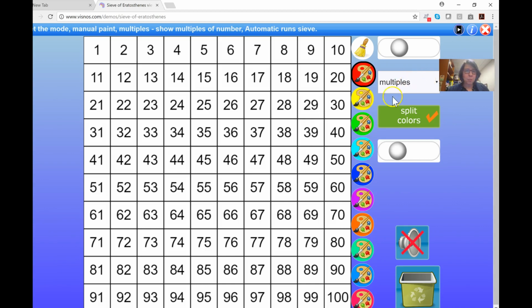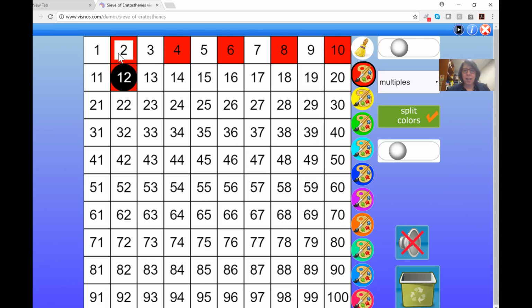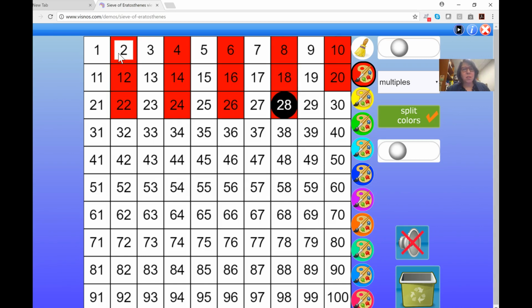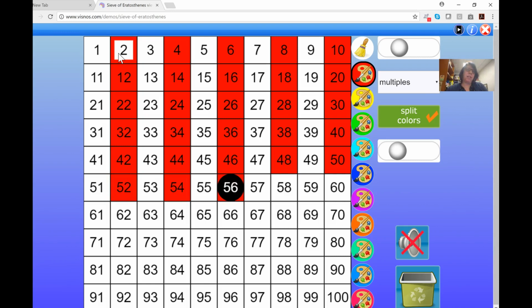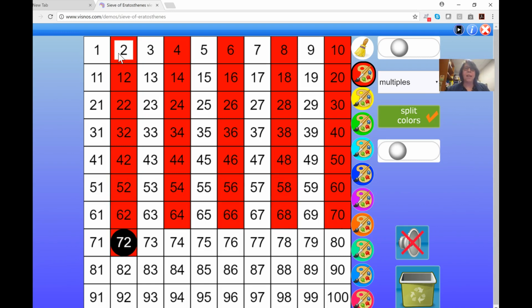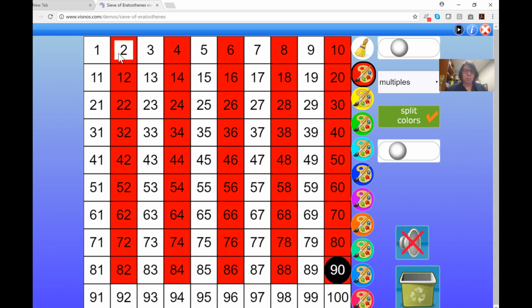I'm going to choose multiples and I'm going to click on the 2 and it's going to show me all the multiples of 2. So you see how it's highlighting one at a time. This is a lot of fun. It's also like when you do skip counting in your classes. So in your classes you're going to have the kids recite the even numbers or multiples of 2. 2, 4, 6, 8, 10, 12, 14, 16, so that they get good at skip counting, skipping those numbers.